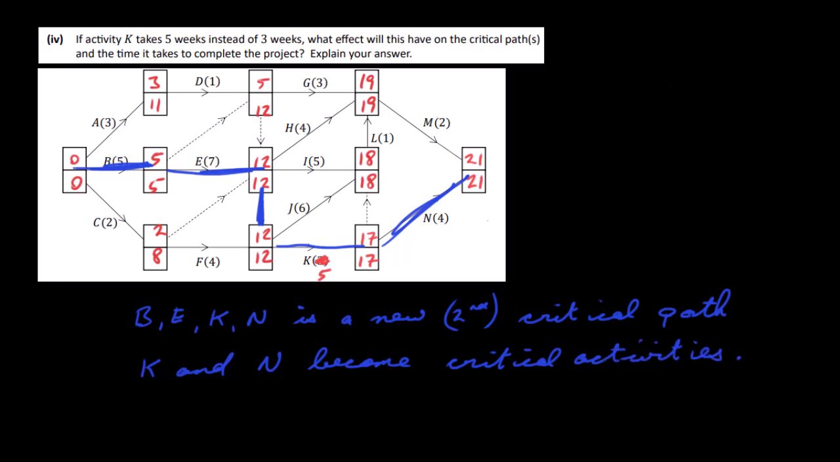So in other words, they have a total flow time of 0. You can't delay K and N without delaying the entire project. So that's really it for that part.